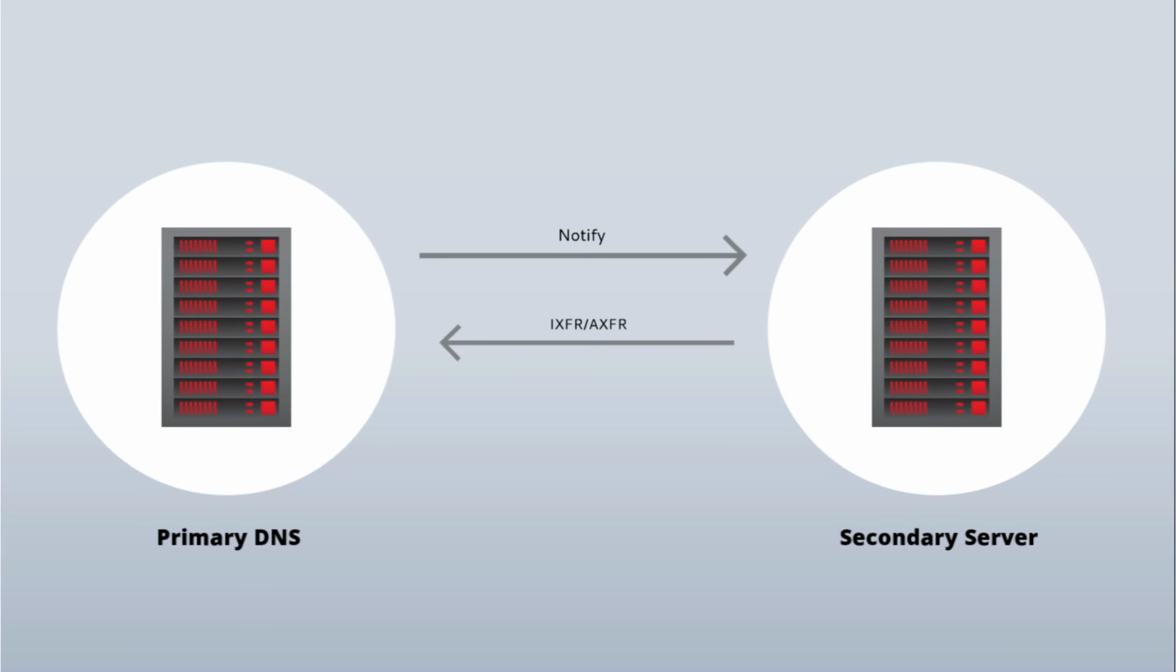So IXFR is incremental zone transfer, and AXFR is authoritative transfer. When the secondary server sends this IXFR and AXFR to the primary DNS, the primary DNS automatically sends all its DNS records: here you go, these are all my records, you can have all my records. So this is the process for each DNS zone when they want to synchronize their records.